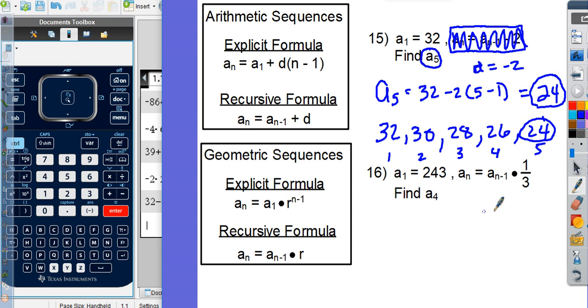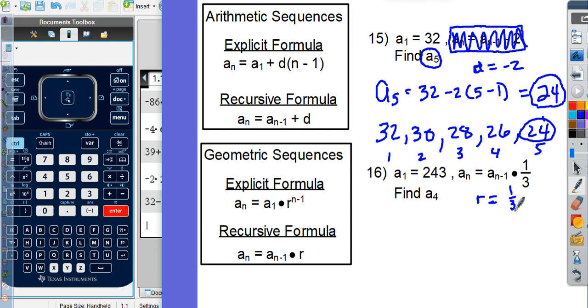Okay, so now let's take a look at this one. This one looks really weird. First off, I know that this is geometric, and I know that my r here is 1/3. So r is equal to 1/3, and we just multiply everything by 1/3. A fraction bar just means division, so really this is talking about dividing by 3. Whether you're dividing by 3 or multiplying by 1/3, either way, you're going to be fine.